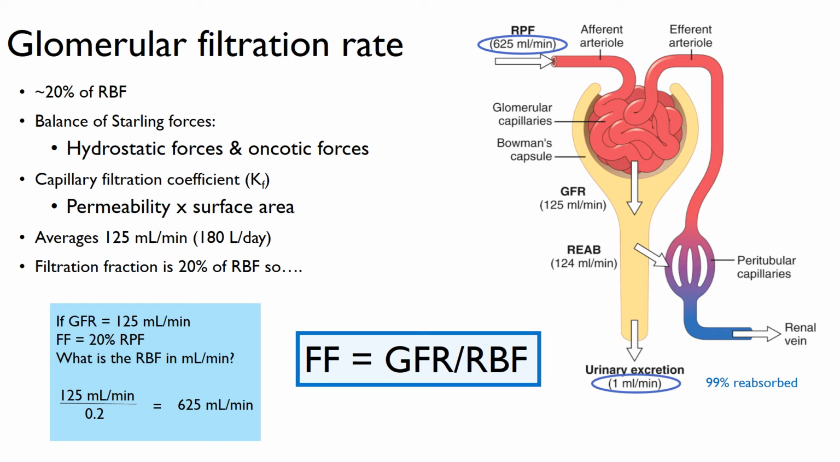It's dependent upon something called a capillary filtration coefficient, or K sub F. K sub F is calculated as the permeability factor of the capillaries, meaning just how leaky are they, times the surface area of all the capillaries available for filtration. GFR should average about 125 milliliters per minute. That is, across an entire 24-hour day, 180 liters per day.